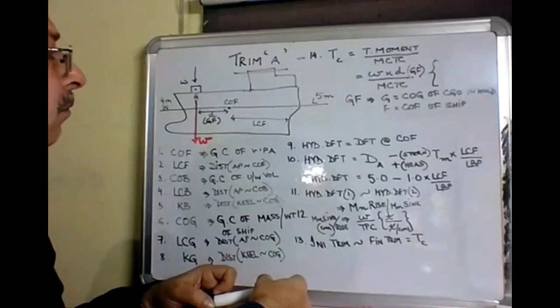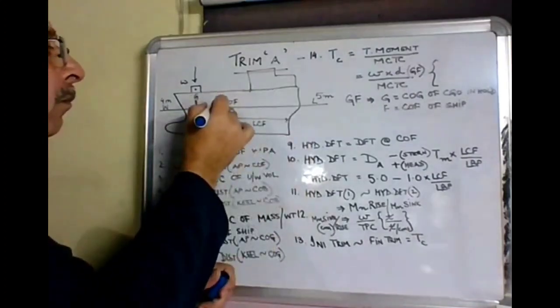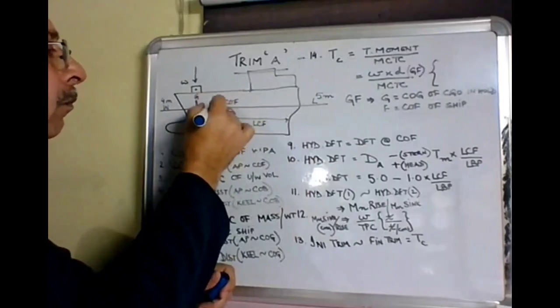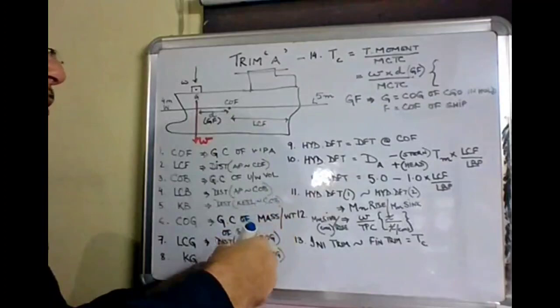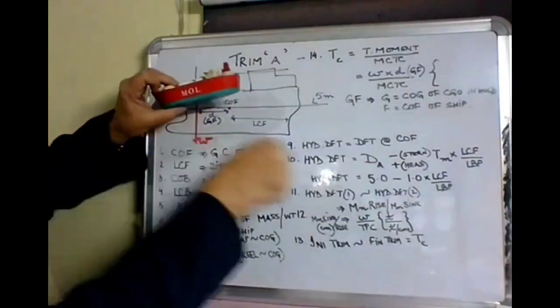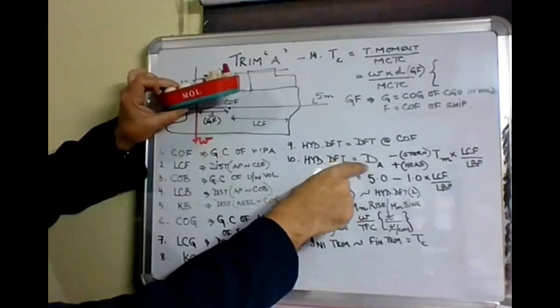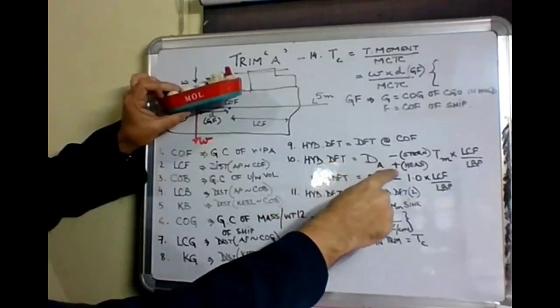Got it, sir. I have one question, sir. Please go ahead. Sir, if the vessel will go down by head, will there be any change in the formula, sir? If the vessel is down by head, the formula remains the same. The sign will become plus.